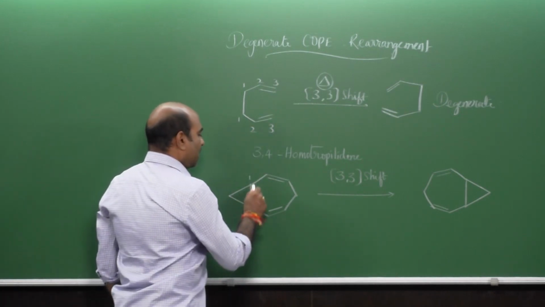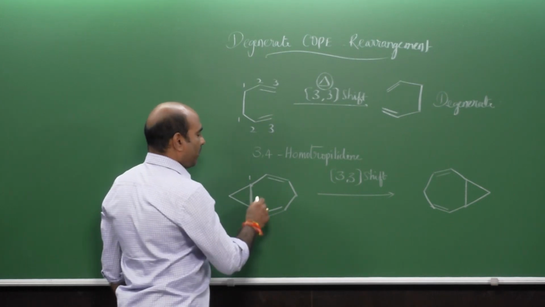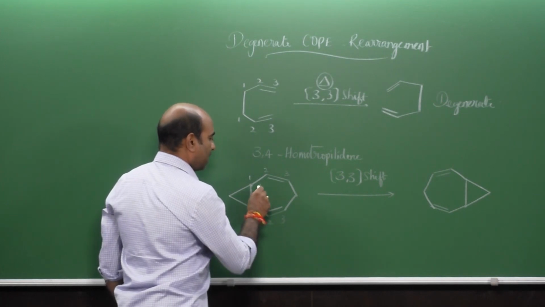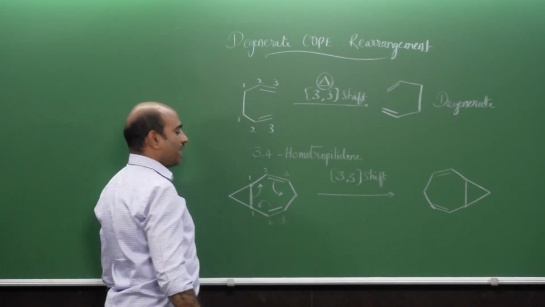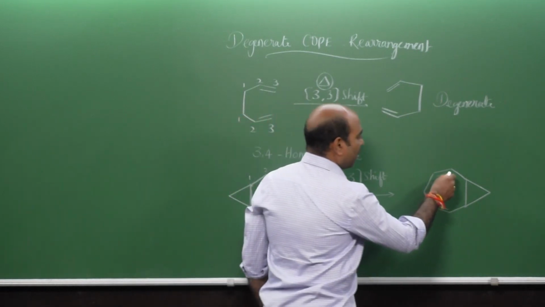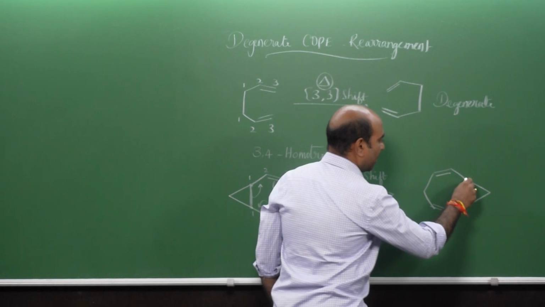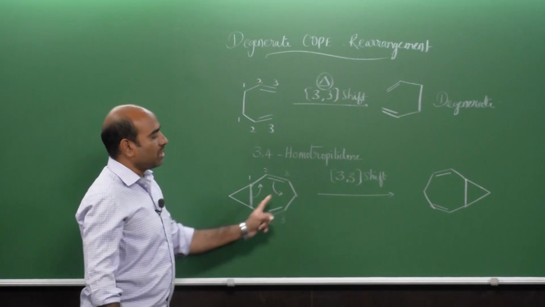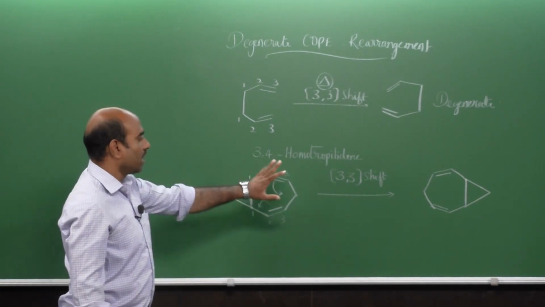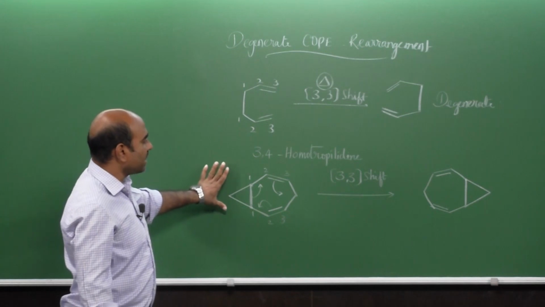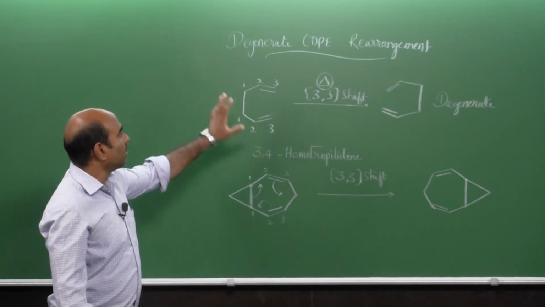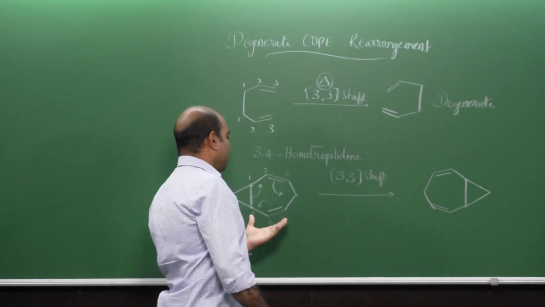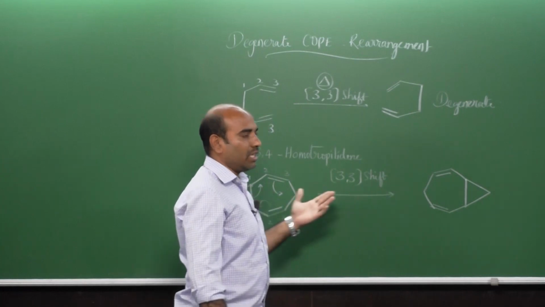The sigma bond which is migrating is this one, 3 to 3. This is moving like this and this is moving like this, and a new sigma bond is forming here. So you are getting the pi bonds here and a new sigma bond over here. But it is quite impossible to distinguish these two by looking at their structures. So this is the best example for the degenerate Cope rearrangement.